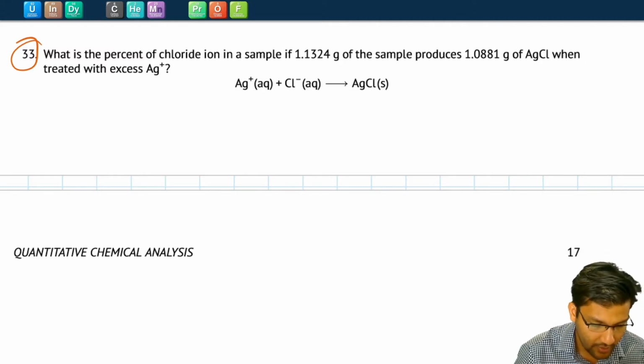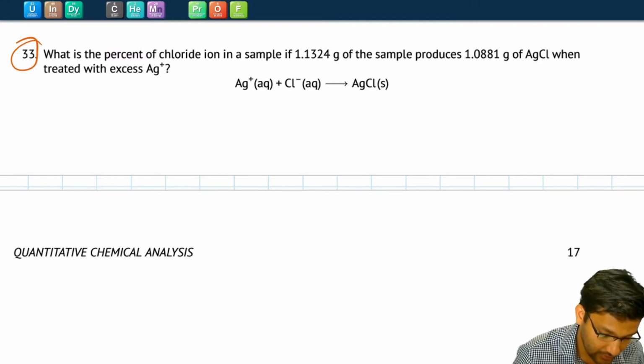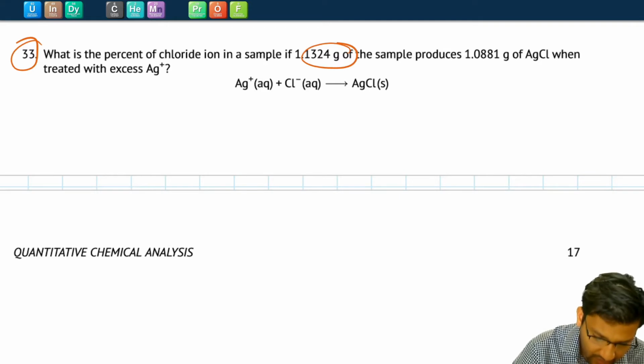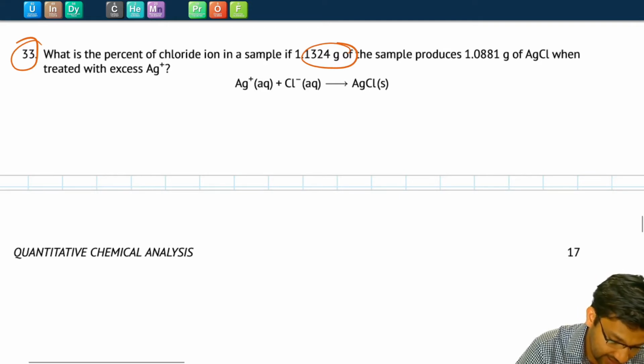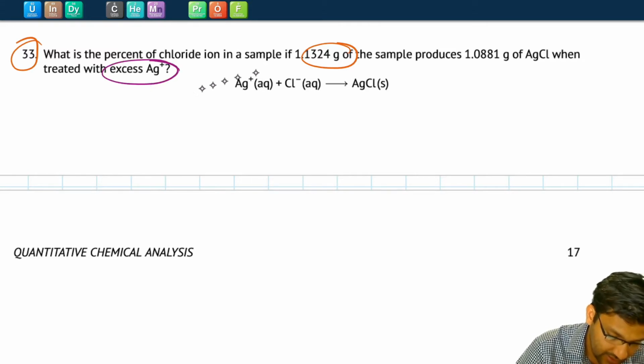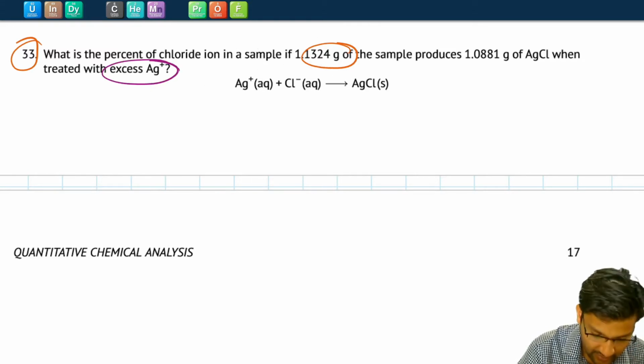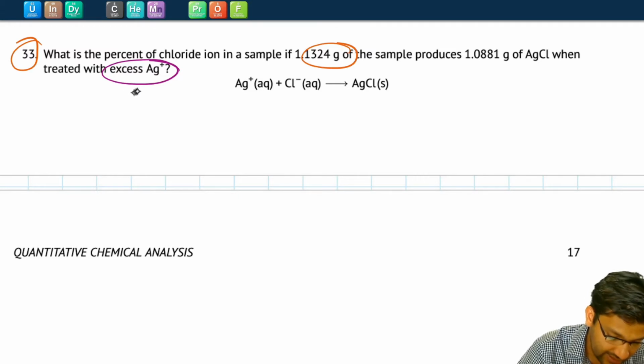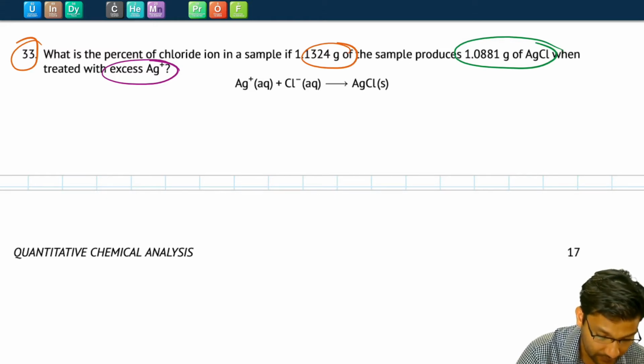Okay, so hopefully you figured this out. If not, let's examine this question a little bit closer. We have some sample of material that is 1.1324 grams. From that, we reacted with excess silver plus. So this sample contains chloride ions and other things. We reacted with excess silver plus to give us silver chloride, and the mass of silver chloride was 1.0881 grams.